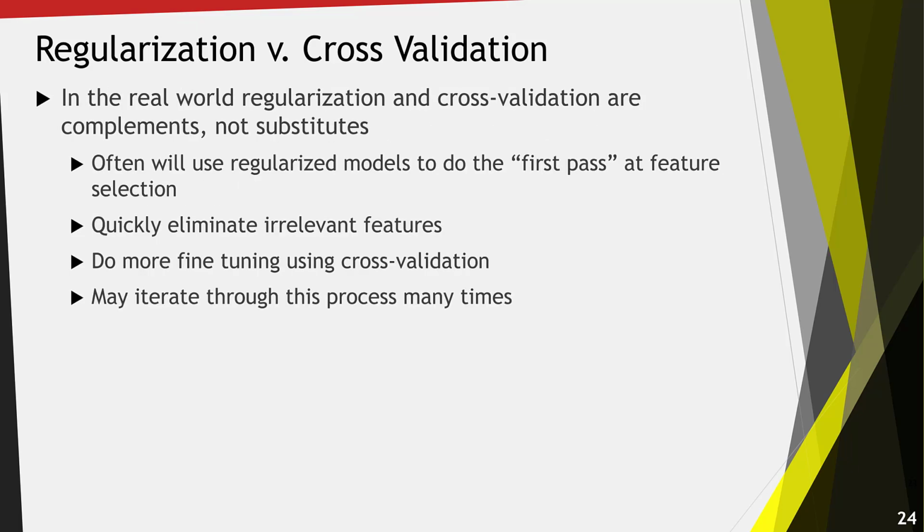In the real world, cross-validation and regularization are complements, not substitutes for each other. We'll often use regularized models to do a first pass at feature selection. This allows us to quickly eliminate irrelevant features, but then we'll do more fine-tuning using cross-validation. We might iterate through this process several times, first using regularization, then using cross-validation.